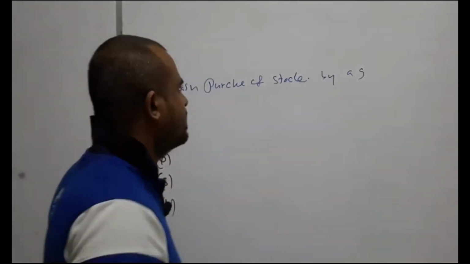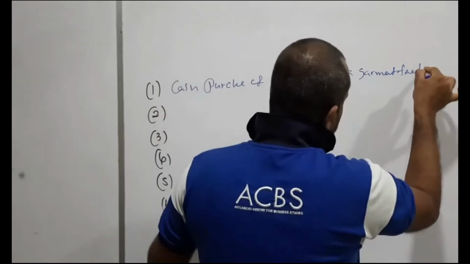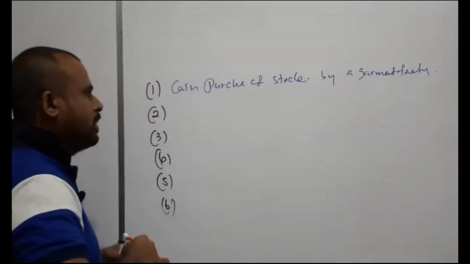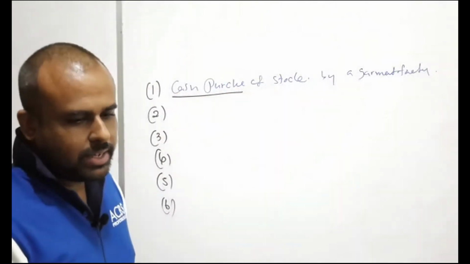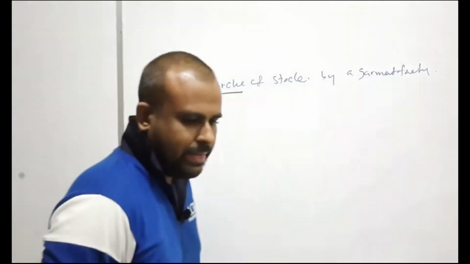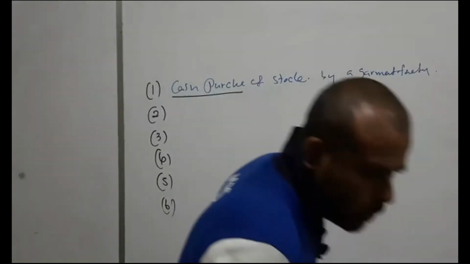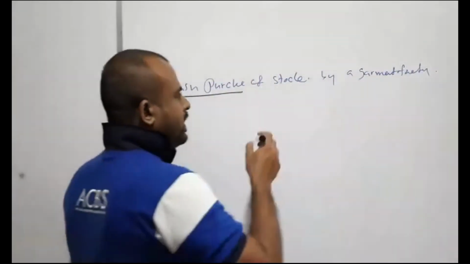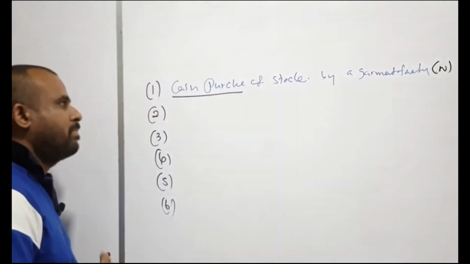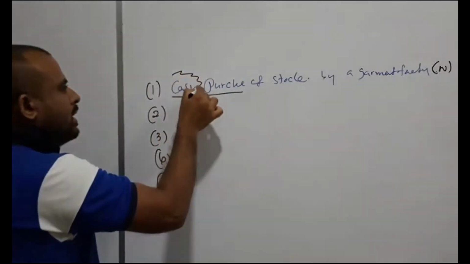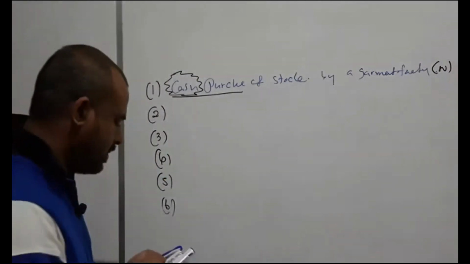Cash purchases of stock by a garment factory. The garment factory bought stock on a cash basis. Cash purchases. But can you record it in the purchases journal? Erandi, can I record this in the purchases journal? No, sir. Why? Because in the purchases journal you are supposed to record credit purchases, but this is a cash purchase. So you are not supposed to record it there, right? Okay. What is next?